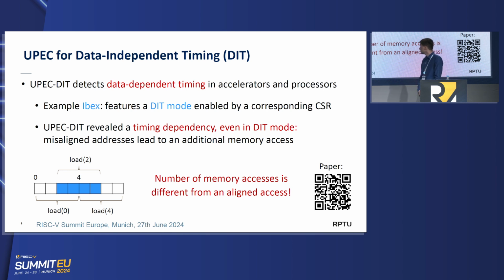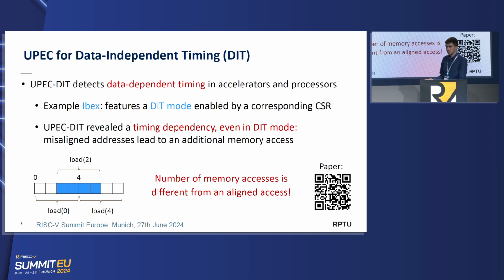So let's say someone wants to load from address 2 and wants to access these 4 blue bytes. Then IBEX will translate this access into 2 aligned accesses, because I think the memory is not able to handle the misaligned ones. At first glance, this looks like everything is okay, but it is not, because we have a different number of memory accesses dependent on the address.